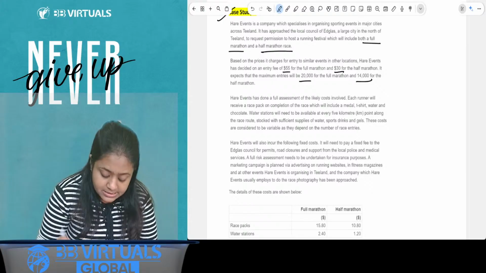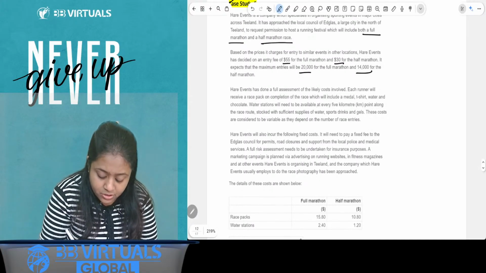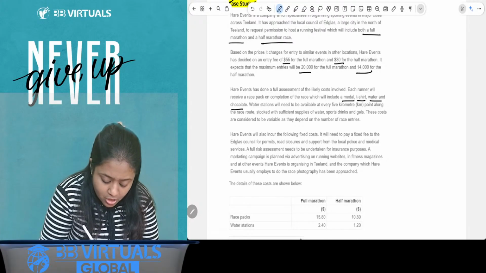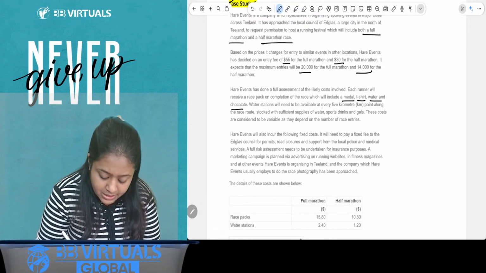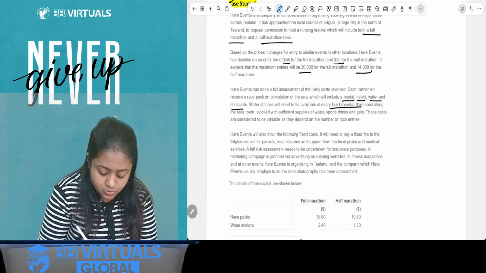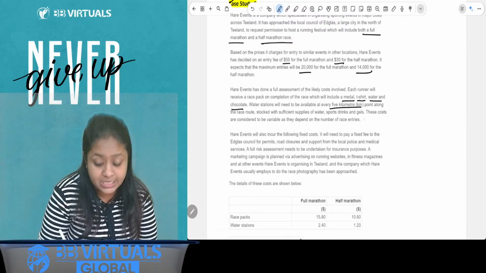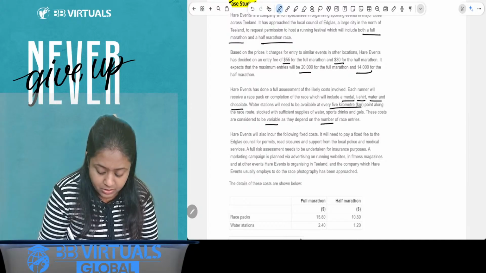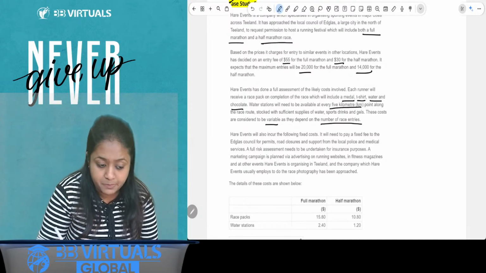Each runner will receive a race pack on completion of the race, which will include a medal, t-shirt, water and chocolate. Water stations will need to be available at every 5 kilometer point along the race route, stocked with sufficient supplies of water, sports drinks and gels. These costs are considered to be variable as they depend on the number of race entries. So these will be variable.